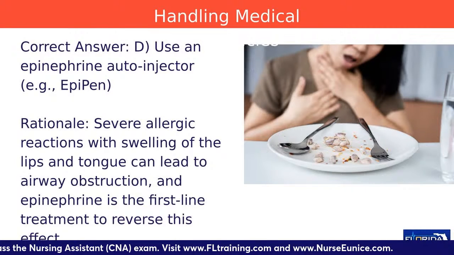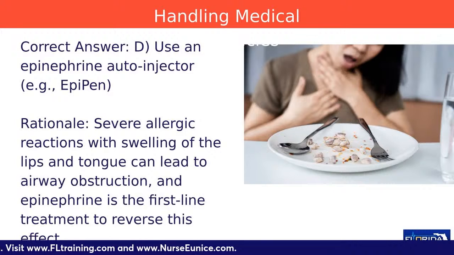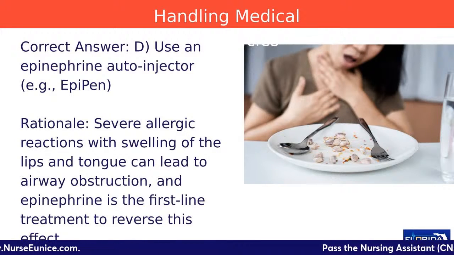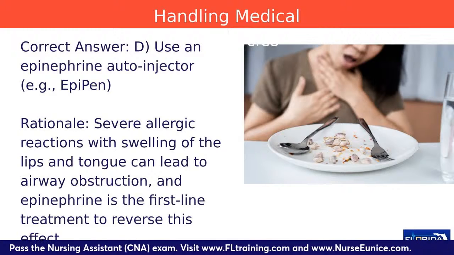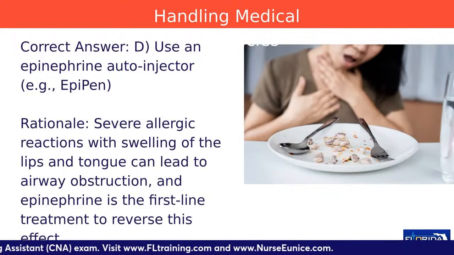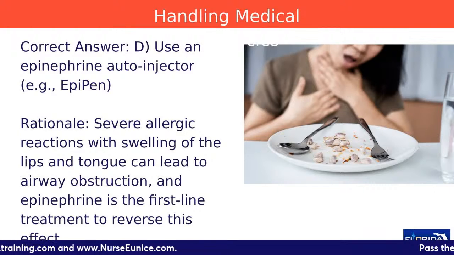Some of the common allergens are, of course, peanuts and shellfish. Maybe they didn't know that food had eggs in it. They already have this medication prescribed to them, and you can assist them with administering it. A severe allergic reaction with swelling of the lips and tongue can lead to airway obstruction, and epinephrine, or the EpiPen, is the first line treatment to reverse this effect.